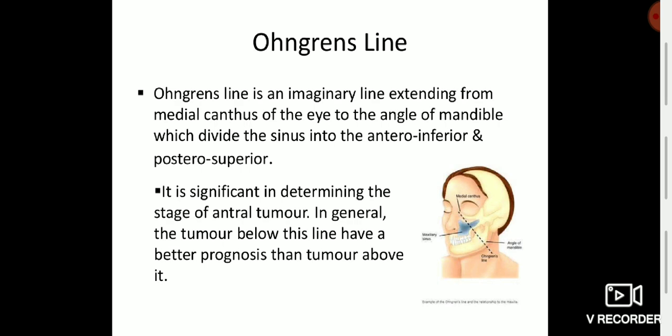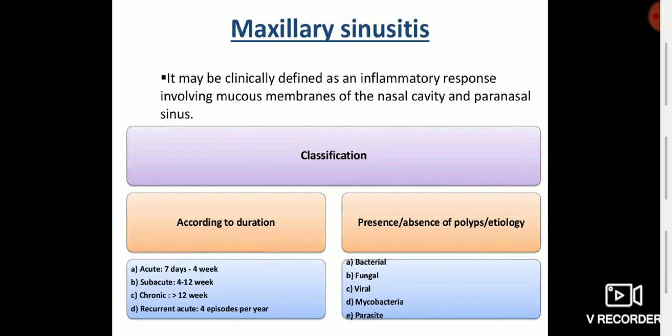Coming to Ongren's line. Ongren's line is an imaginary line that extends from the medial canthus of the eye to the angle of the mandible, which divides the sinus into antero-inferior and postero-superior parts. You can see the picture showing the line drawn from the medial canthus of the eye to the angle of the mandible. It is significant in determining the stage of antral tumor. In general, a tumor below the line has a better prognosis than a tumor above Ongren's line. That is the clinical importance of Ongren's line.